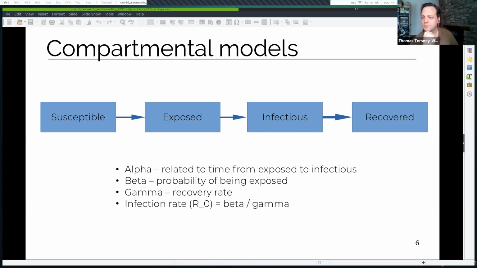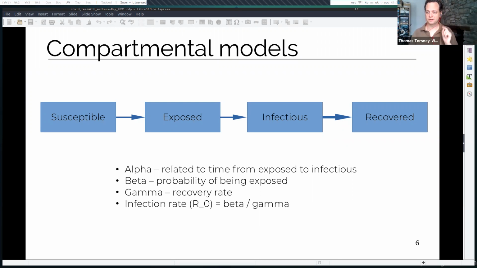Beta is essentially the probability that you would get exposed to COVID. This is a combination of how many people you interact with, plus how transmittable the disease is. And gamma is the recovery rate, essentially how long it takes to go from infectious to recovered. The infection rate that gets quoted all over the news is just beta divided by gamma for this particular model.